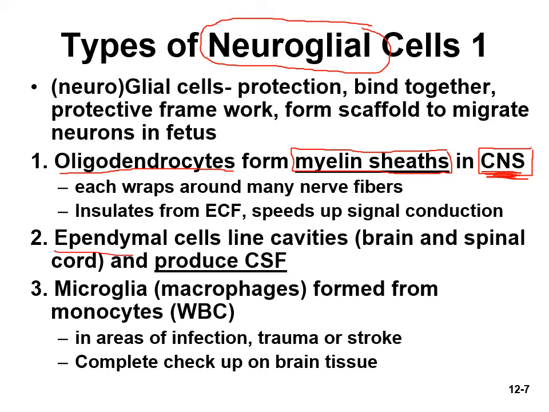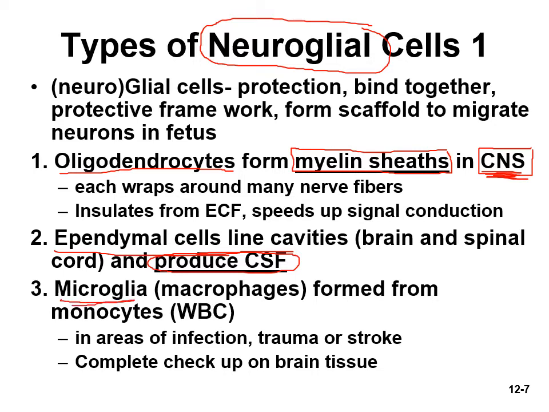The epidermal cells are the next glial cells. They are going to be the ones that you find within the cavities of the brain and the spinal cord. Their function is to produce the cerebral spinal fluid. So they will produce cerebral spinal fluid, CSF. That, of course, is the liquid that will bathe the brain and the spinal cord.